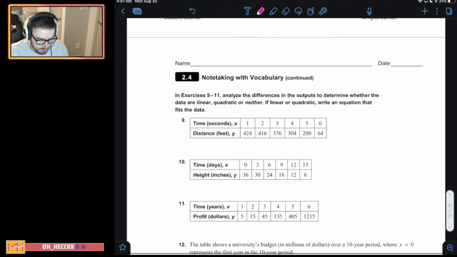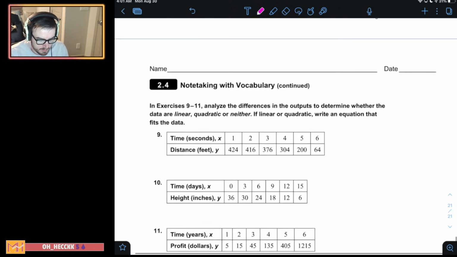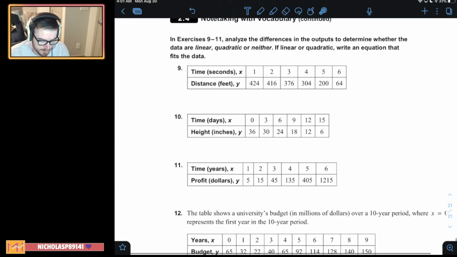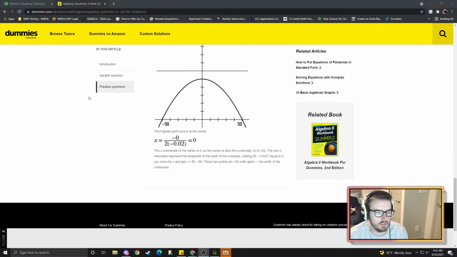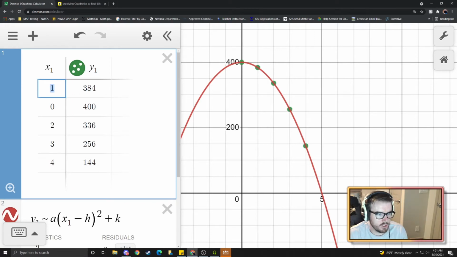Let's jump straight into a couple of these word problems. We'll look at these in a minute. Let's dive straight into the wordier, real life situation problems. Analyze the differences in the outputs to determine the data as linear, quadratic, or neither. If linear or quadratic, write an equation that fits the data. So we're going to be using Desmos a lot here, okay? So I'm going to go ahead and plug those numbers into the function. I'll pause again so this video isn't too long.